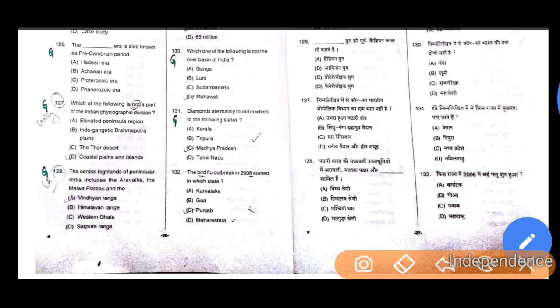Moving on to the next question, question number 128. The central highlands of peninsular India include the Aravallis, the Malwa Plateau and the A. Vindhyan Range, B. Himalayan Range, C. Western Ghats, D. Satpura Range. As you can see over here, Himalayan Range definitely no, because if we are talking about the central highlands, Himalaya lies to the north of India. So option B is eliminated. C. The Western Ghats, definitely not, because the Western Ghats lie in the western part of peninsular India. Now we are left with two options, Vindhya and Satpura.